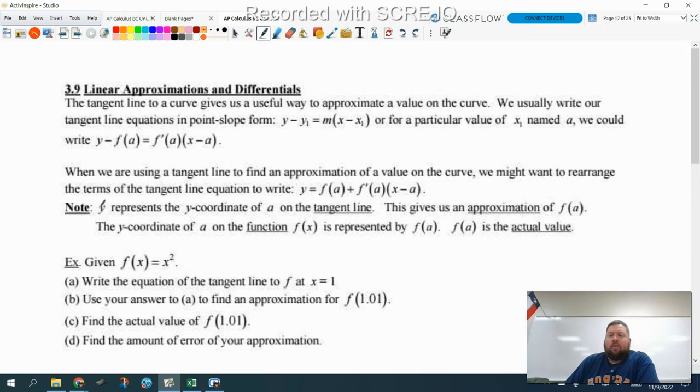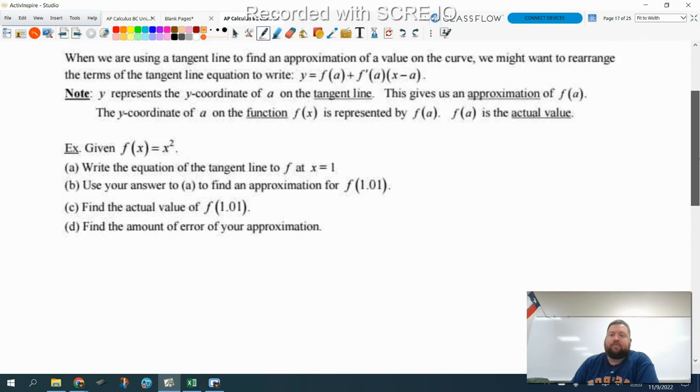All right, so y represents the y coordinate of a on the tangent line. This gives an approximation of f(a). So f(a) is the real value of the function, and then the y in the tangent line equation is the approximate value. So the y coordinate of a on the function f(x) is represented by f(a). f(a) is the actual value.